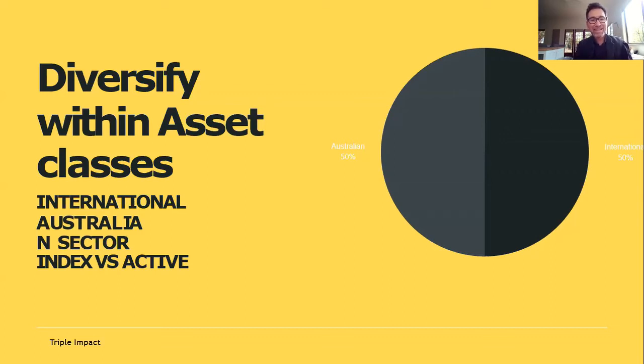And then also index versus active. Index is when it just follows the index, like the ASX 200 or the Dow Jones or the MSCI. An active fund is where the fund managers are actively and proactively managing which companies are in their portfolio. They're not just following the index of the top 20 or 200 companies. So ideally, an active manager would reduce your volatility as well, and you may even find some outperformance.